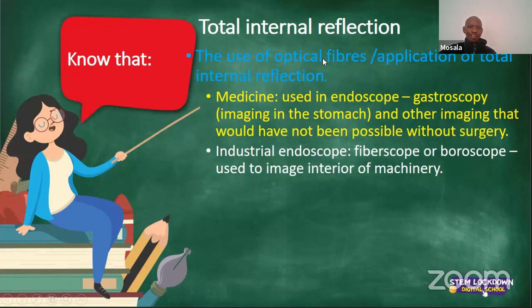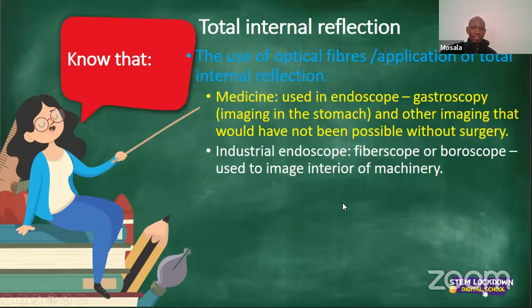So you can see that optical fibers, or the application of total internal reflection, is very important, because surgeons can make images of the patients' internal organs without necessarily operating on those patients. And there are also industrial endoscopes.